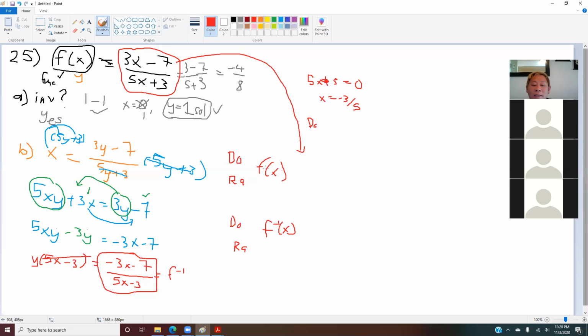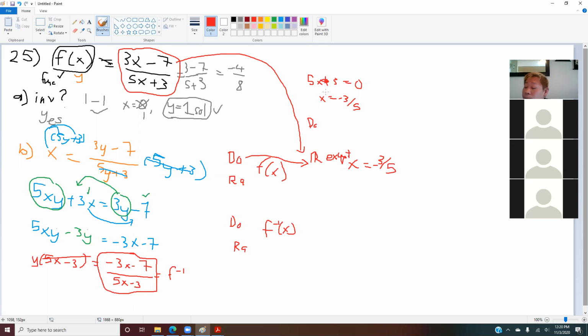A lot of students tell me that the domain in this case is x equals negative 3 over 5. If you give me this answer, I won't give you full points because this is not the correct answer. The correct answer should be all real numbers except x equals negative 3 over 5.